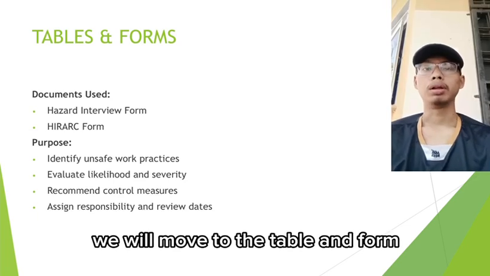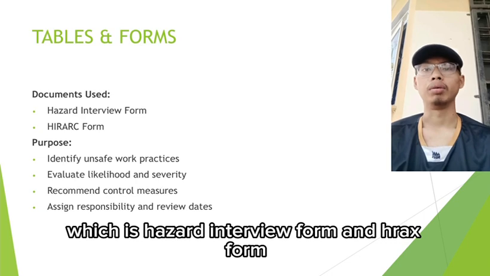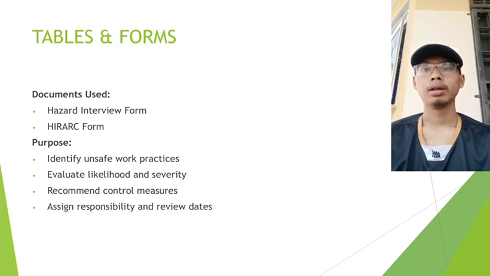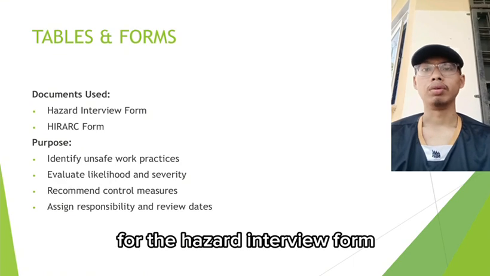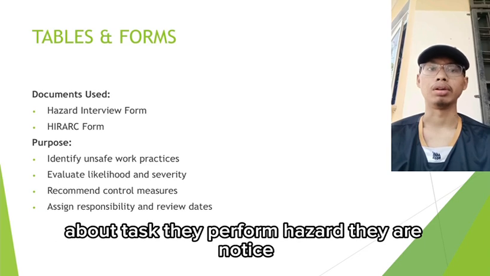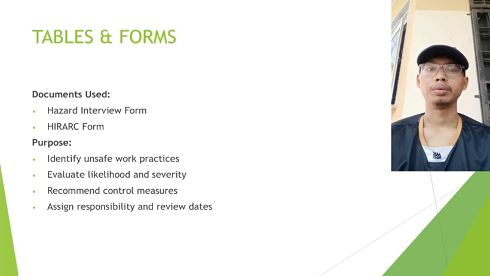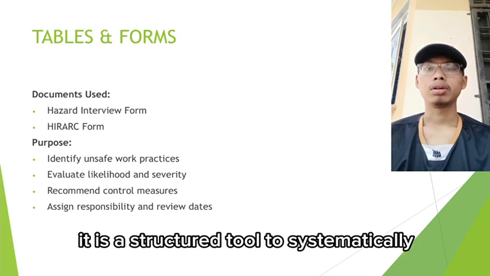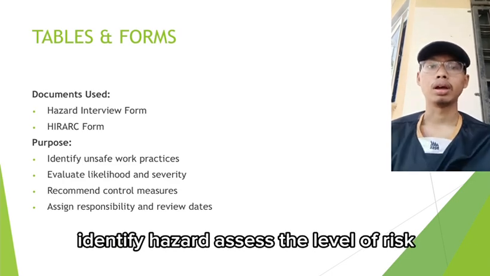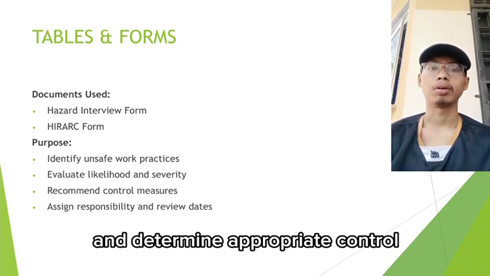We will move to the table and form. There are 2 documents used, which is hazard interview form and HIRAC form. For the hazard interview form, it is used to gather information directly from workers about tasks they perform, hazards they have noticed, and any unsafe condition or near misses they have experienced. For the HIRAC form, it is a structured tool to systematically identify hazards, assess the level of risk, and determine appropriate control measures.